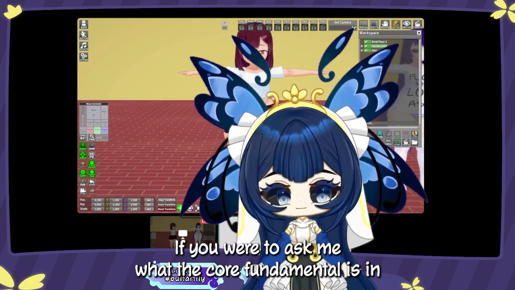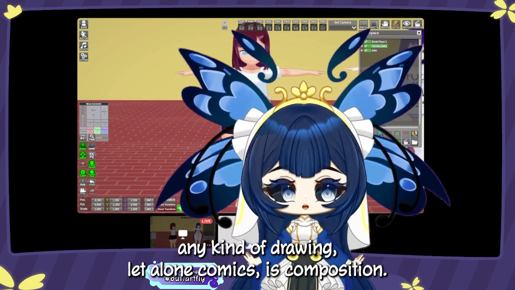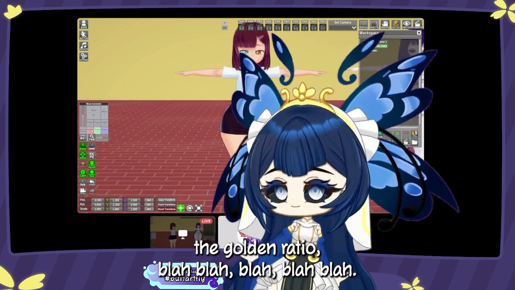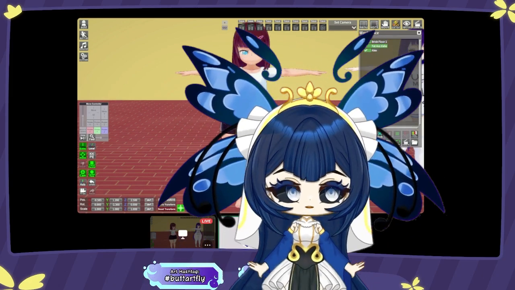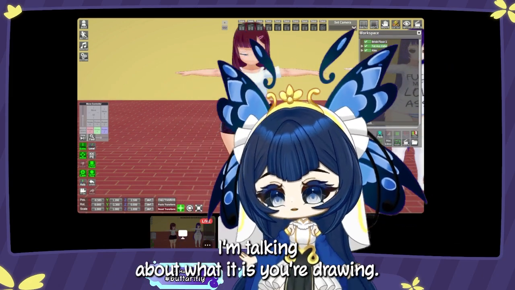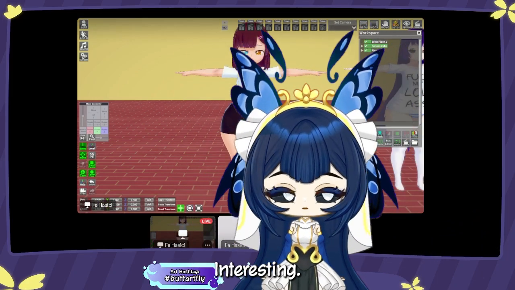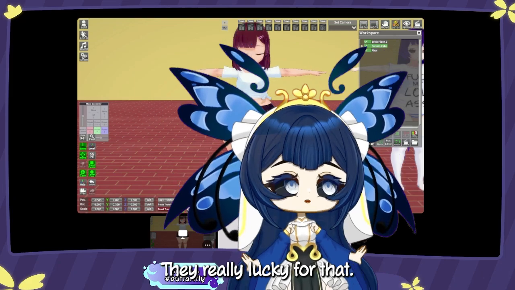If you were to ask me what the core fundamental is in any kind of drawing, let alone comics, it's composition. And I'm not talking about the silly rule of thirds, the golden ratio, blah blah blah, I'm not talking about any of that. I'm talking about what it is you're drawing. And it's the hardest skill. And trust me, some people get it really easy. They're really lucky for that.